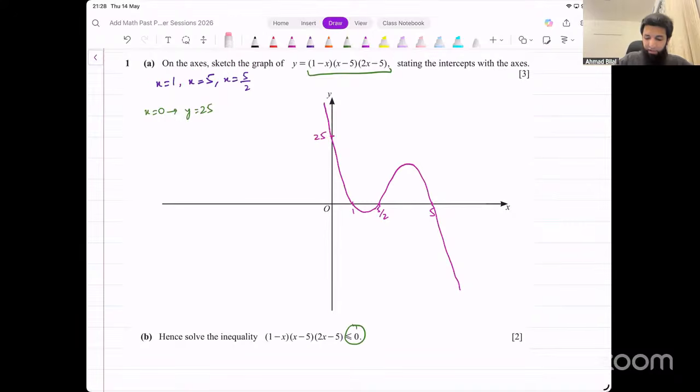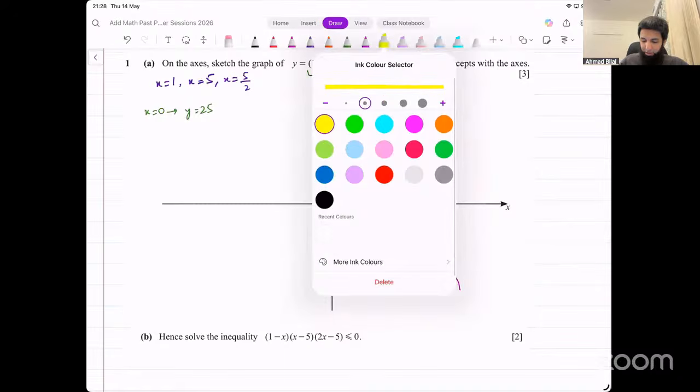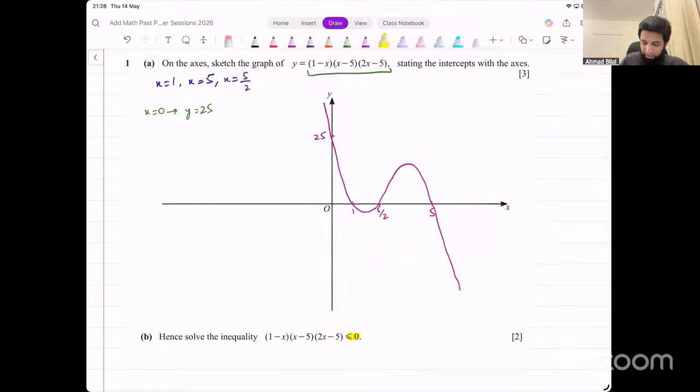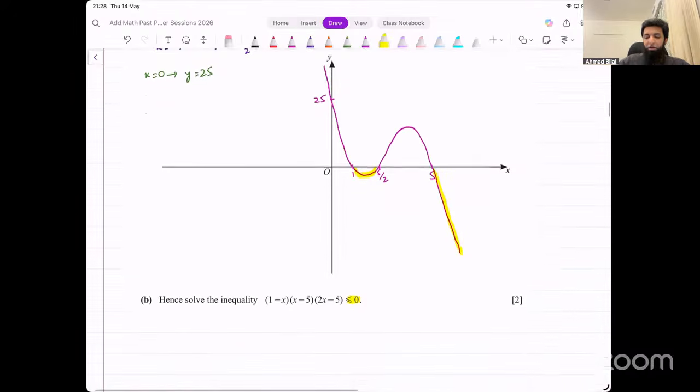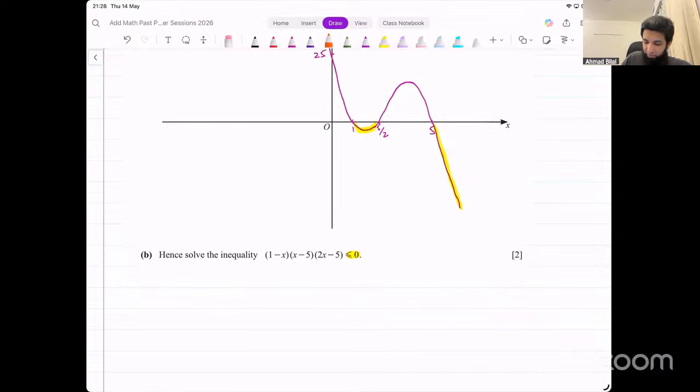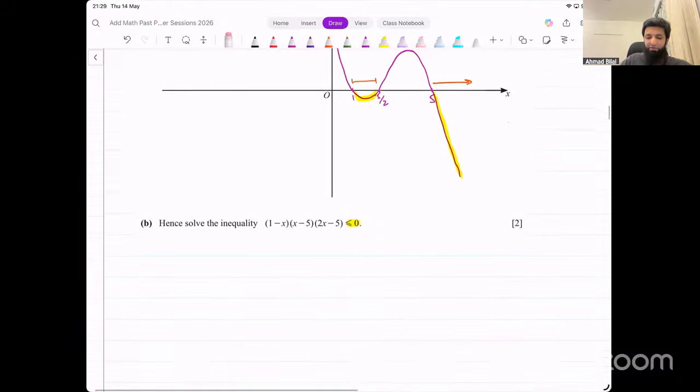But this is an inequality sign. Less than 0 means look at the parts of the graph that are below the x-axis. What are the parts that are below the x-axis? You have this part and you have this part. Now, what values of x correspond to these parts on the graph? From 1 to 5 over 2, and then from 5 onwards, right? So this region and this region, these are the two regions that satisfy that inequality.